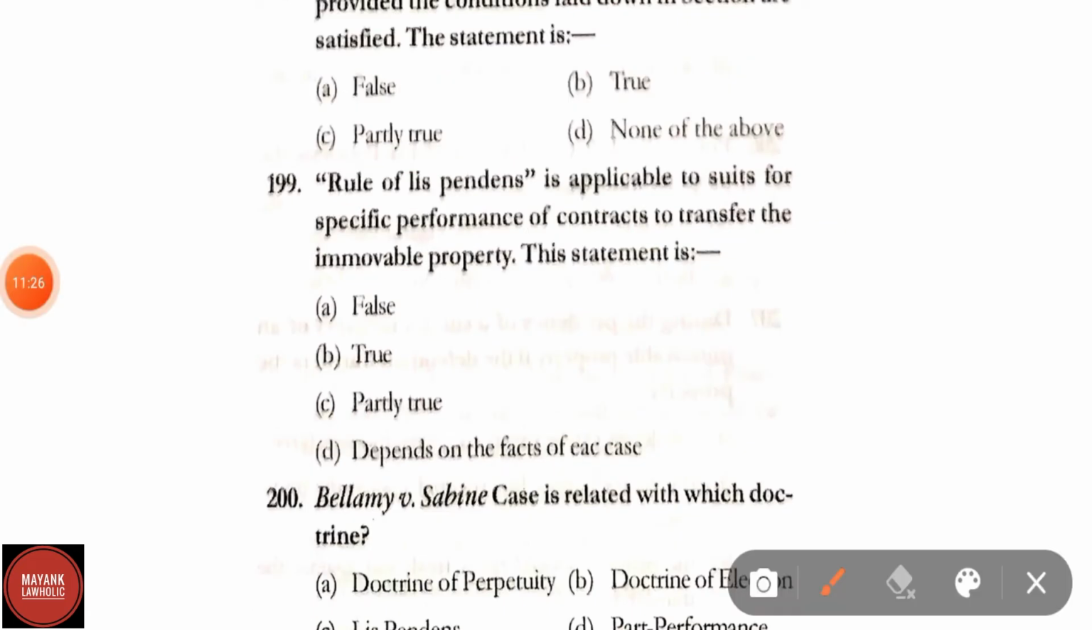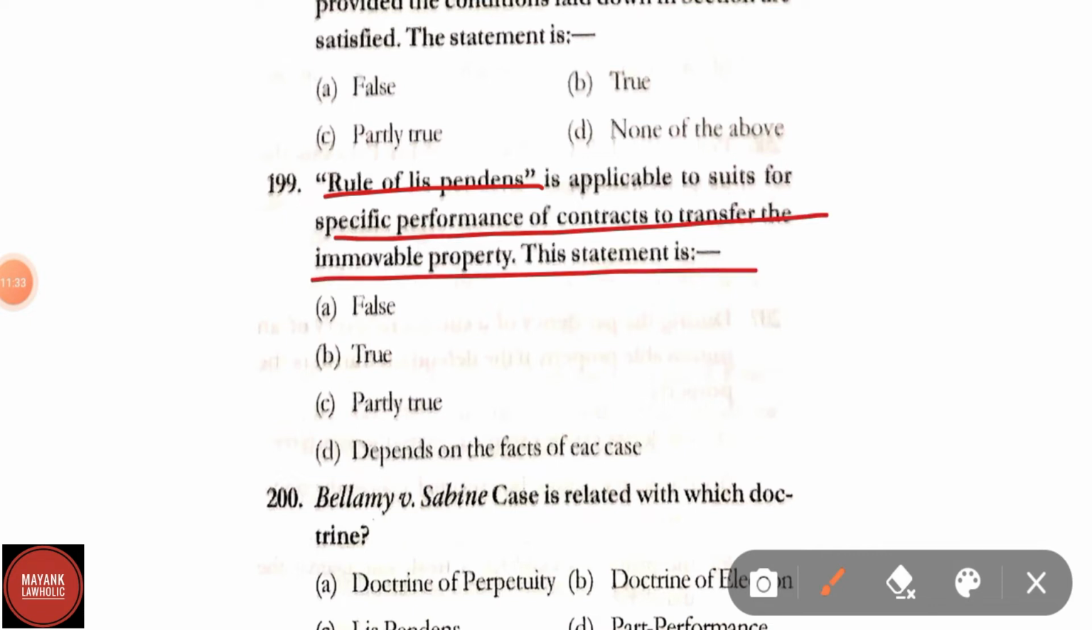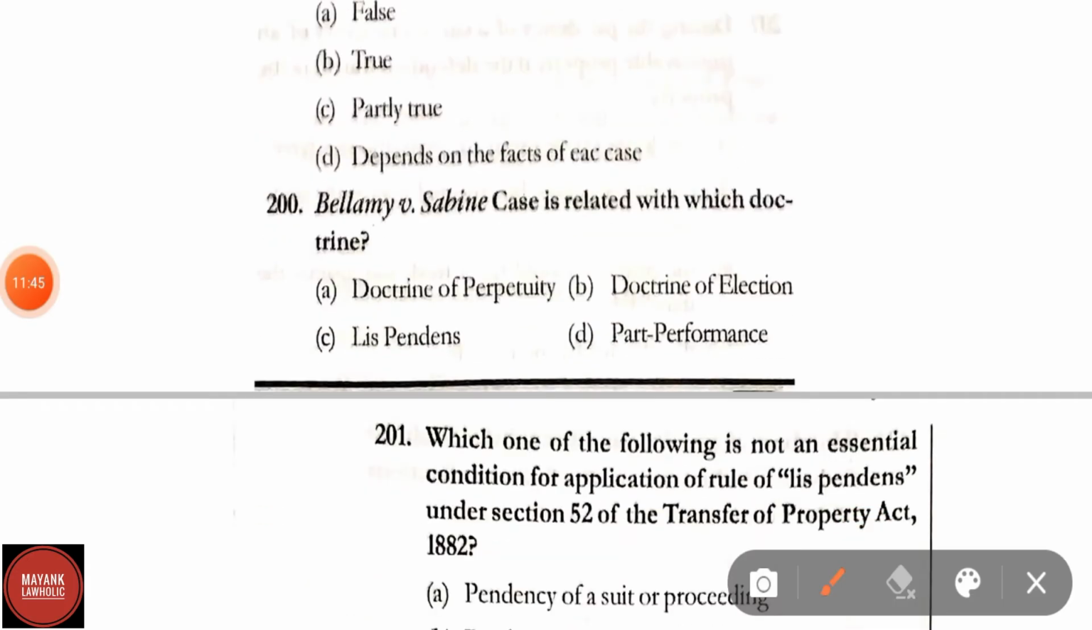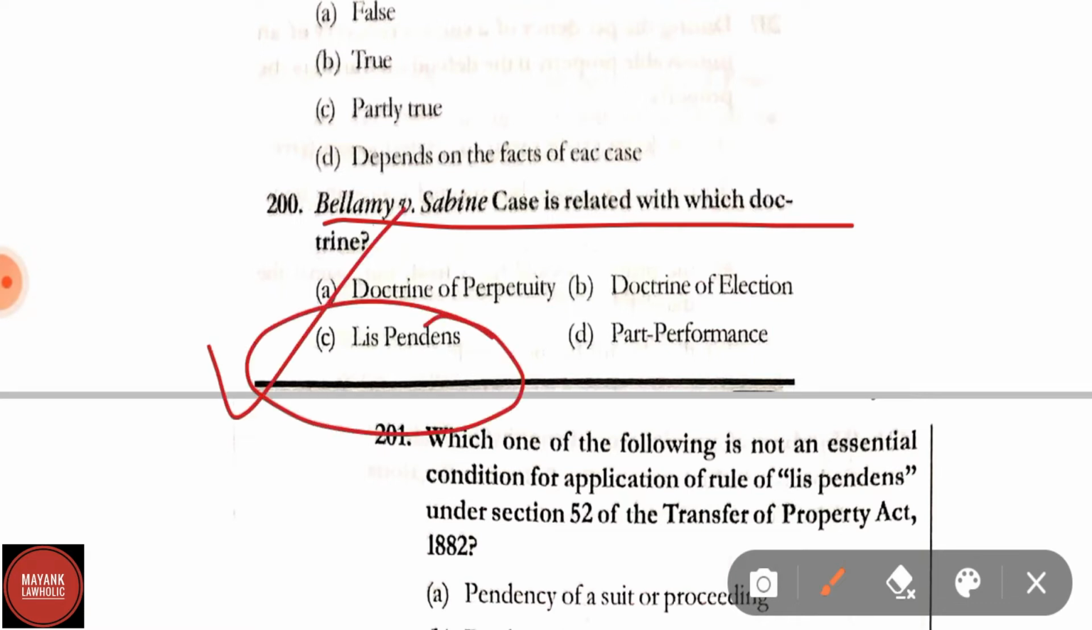Question number 199. Rule of lis pendens is applicable to suits for specific performance of contract to transfer immovable property. The statement is false, true, partly true, depends on the facts of each case. Here the correct answer is option B, that is true. Question number 200. Which case is related with which doctrine? Options are doctrine of perpetuity, doctrine of election, lis pendens, part performance. Correct answer is lis pendens.